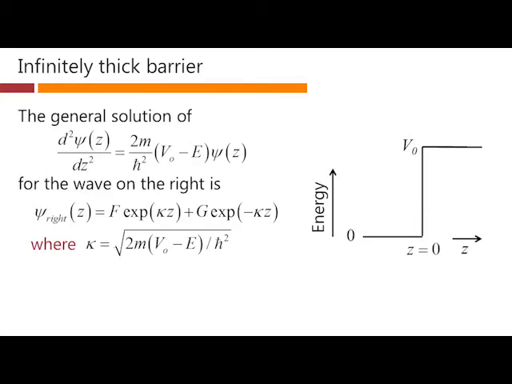And now we have a kappa in these expressions, and kappa is the square root of 2m (V0 minus E) over h bar squared. Remember, this is a positive quantity, so kappa is a real number here.